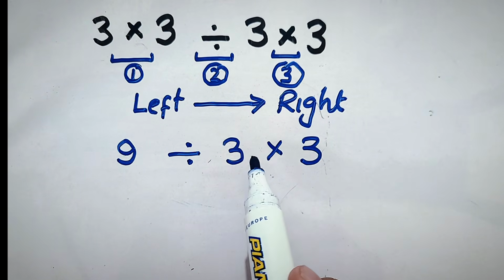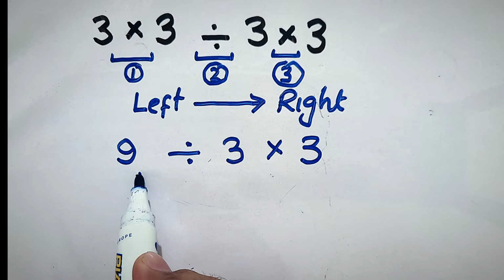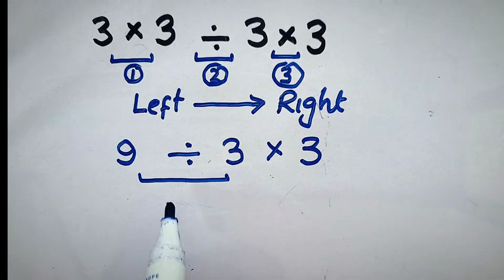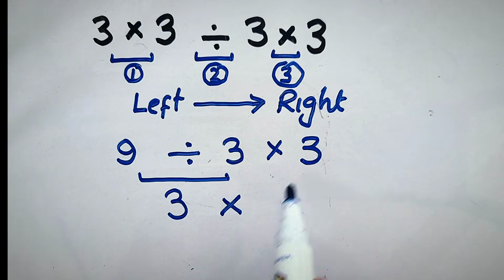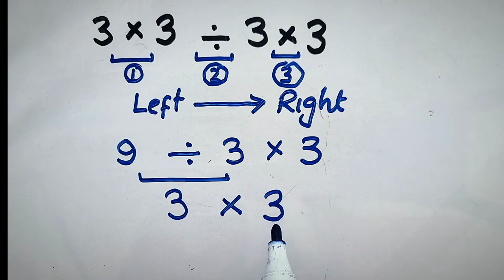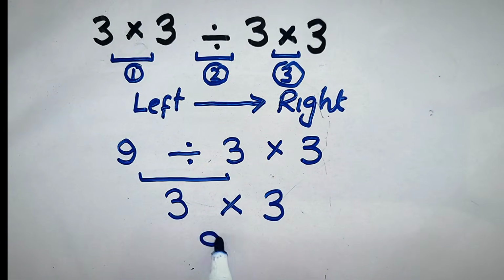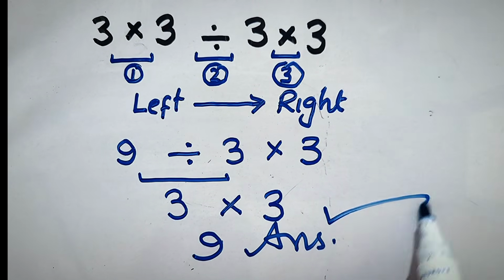Now again, by moving from left to right, we have division at left, so it will be handled first. We will get 3 times 3. Now it will be our final step, and we will have 9 after multiplication, which is our correct answer for this question.